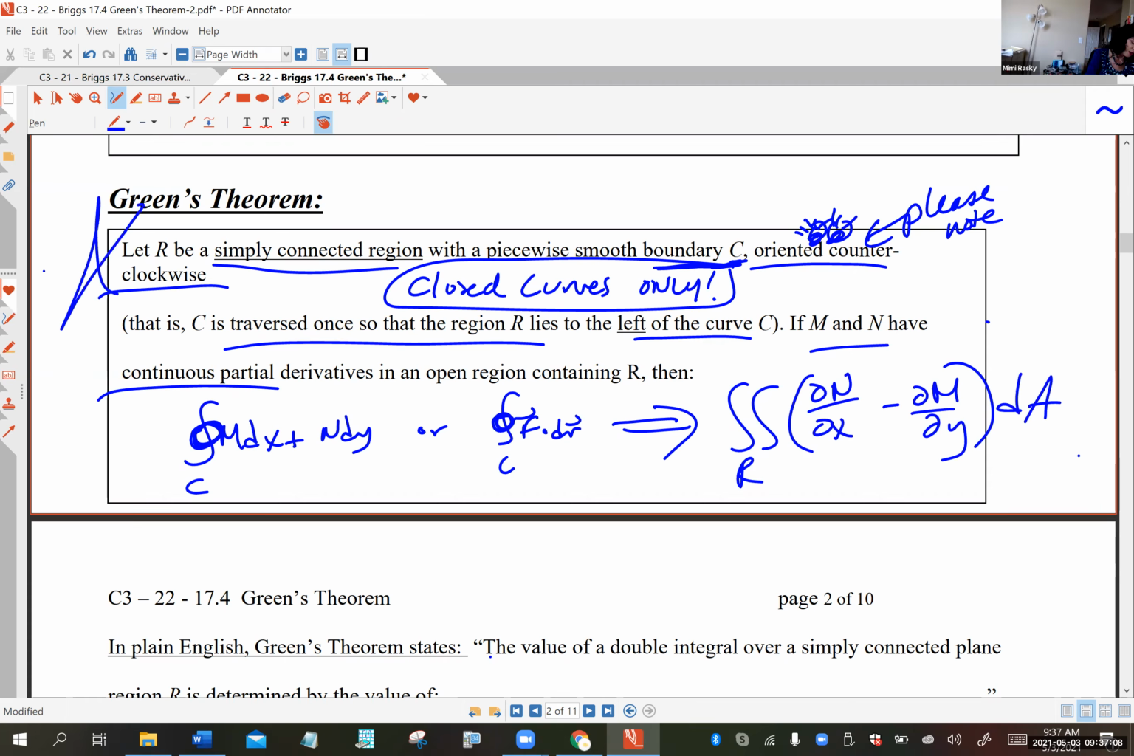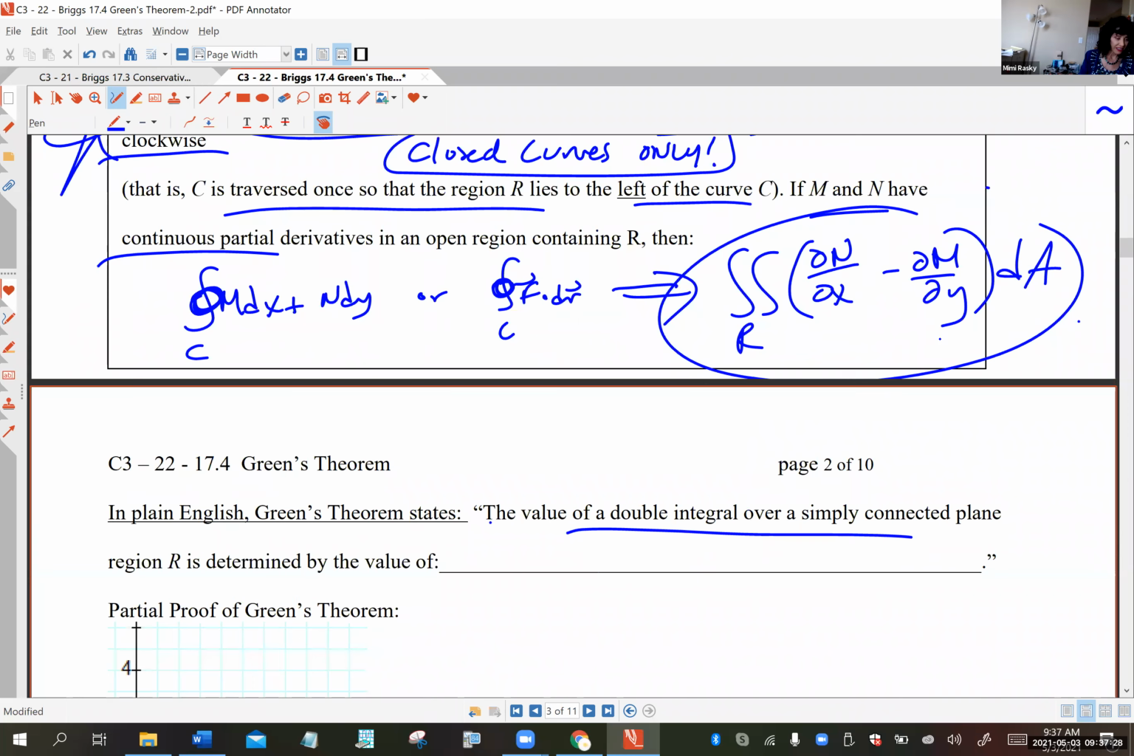And this is so key, folks. You're going to have this on your last midterm and the final, and it's awesome. So what does it say in plain English? It says the value of this double integral is basically the same as the value of a line integral over the closed boundary. That's kind of cool. You get it for free.